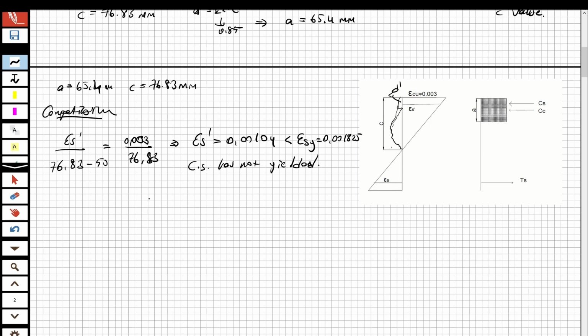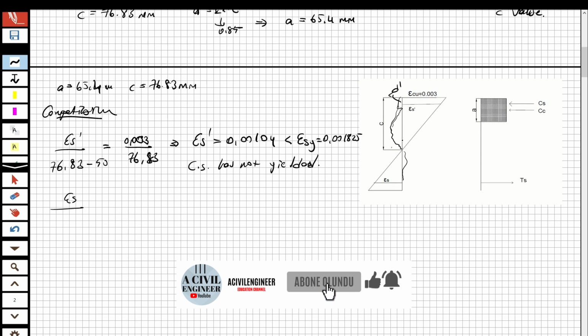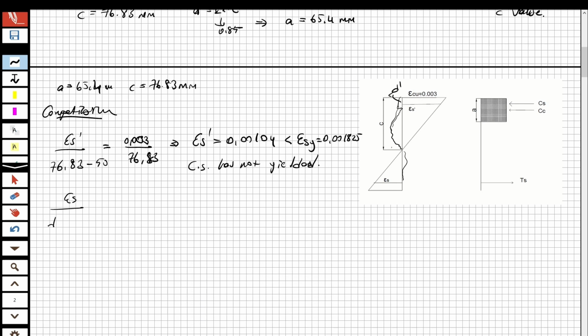Okay, so now let's find it for the bottom steel also. For the bottom steel, epsilon S, I'm going to show you how we are going to determine it. Epsilon S divided by this length equal to epsilon SU divided by this length. So epsilon S divided by D minus C, because look here, this whole length is D, right? When I subtract C from D, I'm going to obtain this length. So I'm going to write the value of D. D is 750 minus C. What is C?